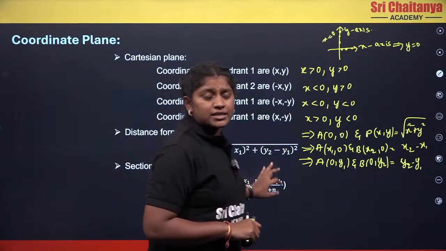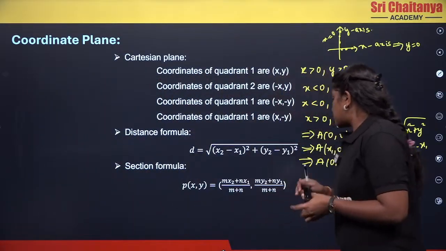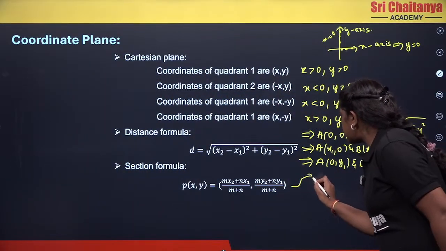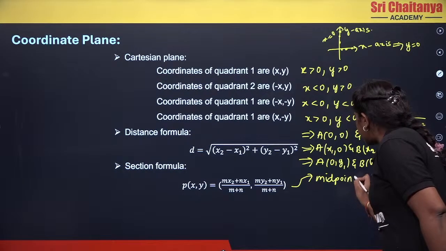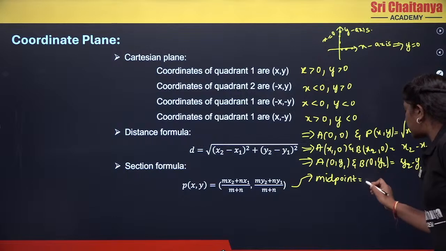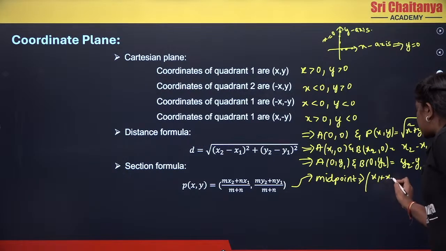Now what is the extension of the section formula? We discussed the midpoint, which divides the line segment into two equal parts. Therefore, we can get the midpoint using the formula (x1 plus x2) by 2 comma (y1 plus y2) by 2.